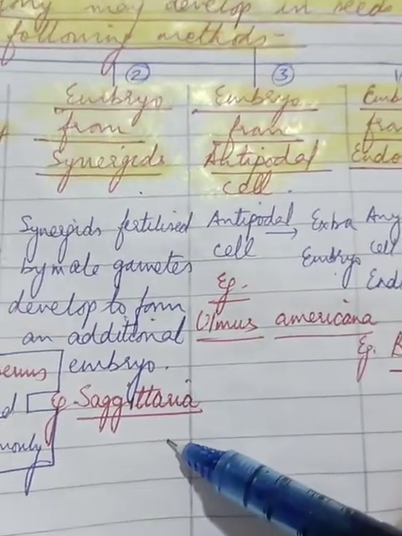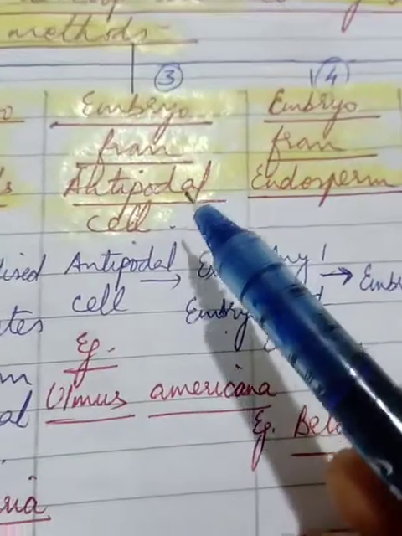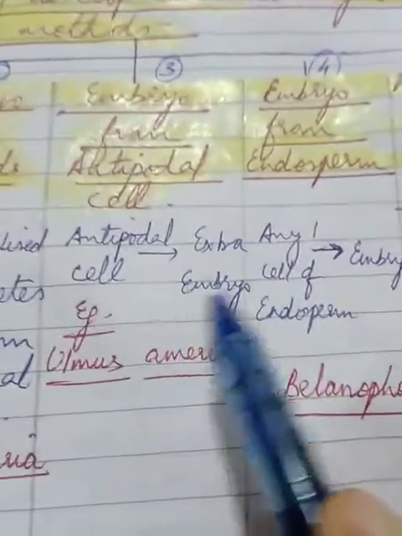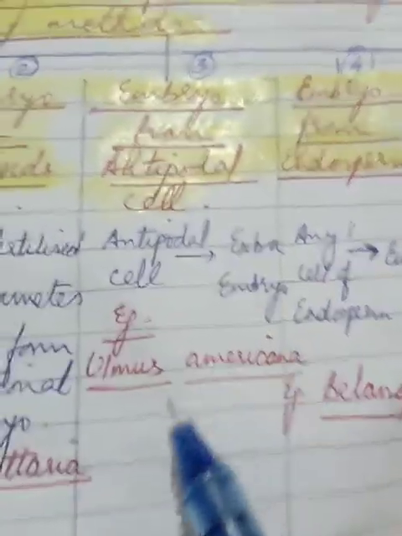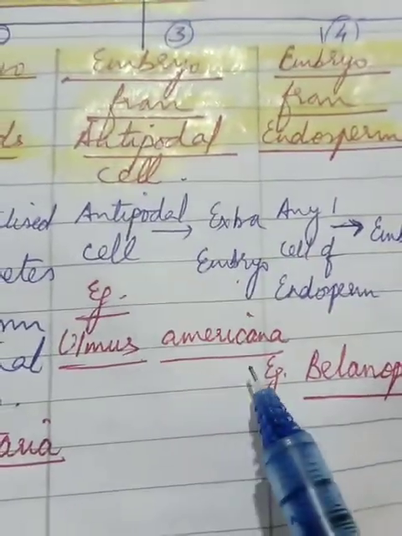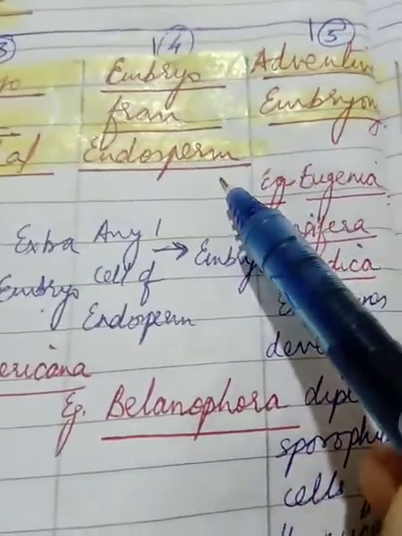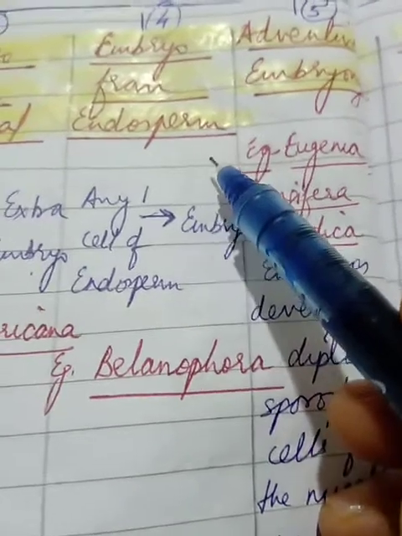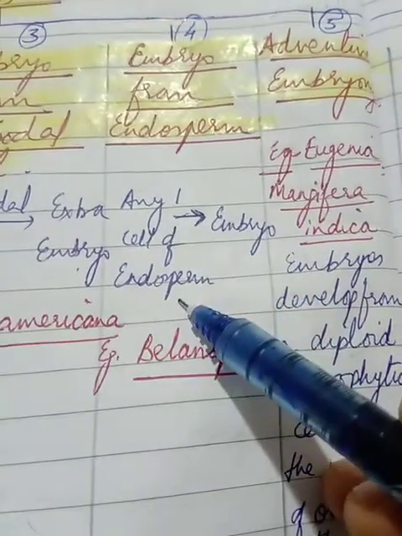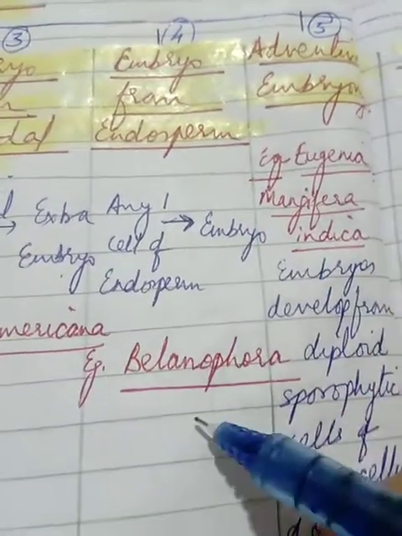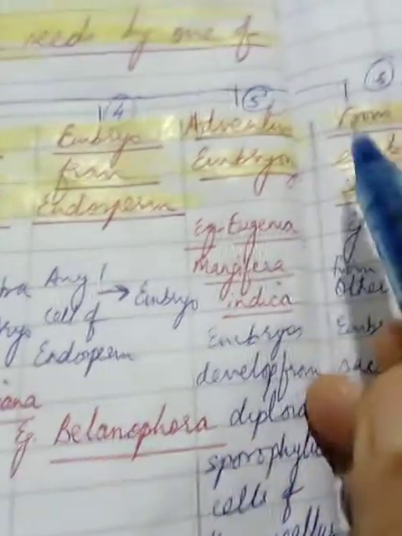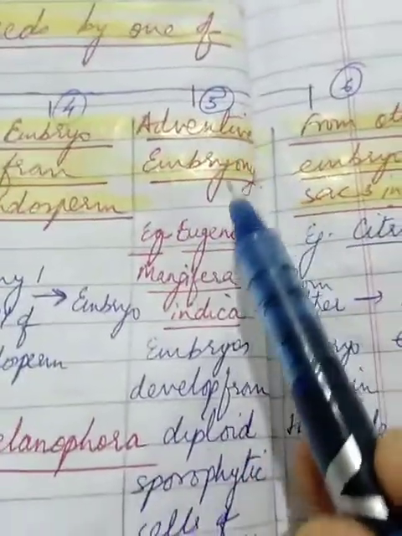Example, Sagittaria. Third, embryo from antipodal cell. What was an antipodal cell? Those top ones. Those antipodal cells may develop into extra embryos, for example Ulmus americana. Then embryo from the endosperm, or the food part that is stored therein. Any one cell of the endosperm may grow into an embryo. Example, Balanophora.